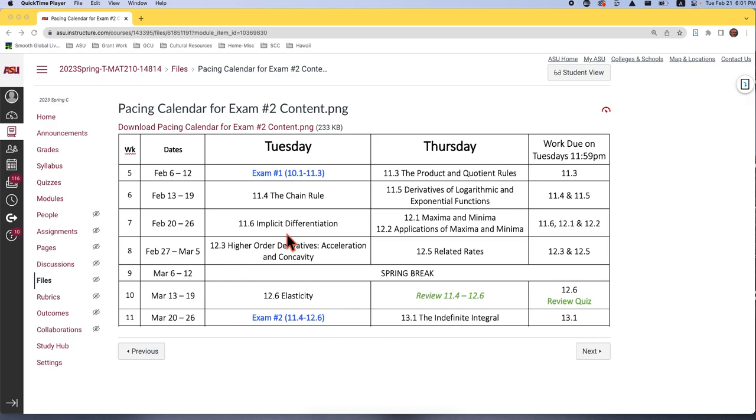So I have extended all of those until Sunday, I think the 26th. Those will be good to finish up over the weekend. The main thing is those are the different ways of taking a derivative.